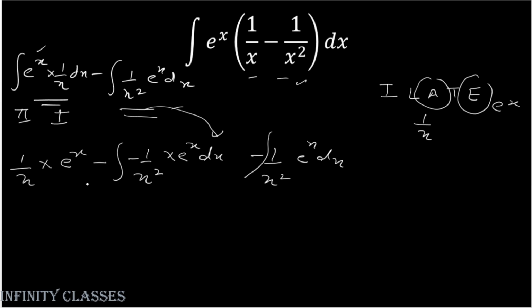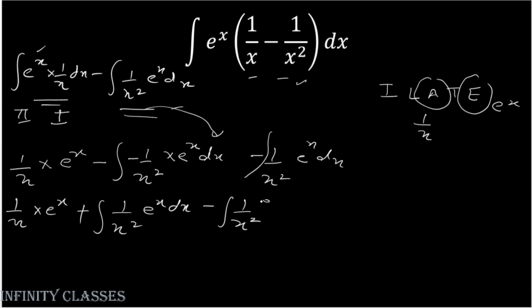Clear? So this one is (1/x) e^x minus integration of (1/x) e^x plus integration of 1/x² e^x dx... We can cancel these two because one is positive and the other is negative with the same quantities. So e^x/x plus c. This is our final answer.